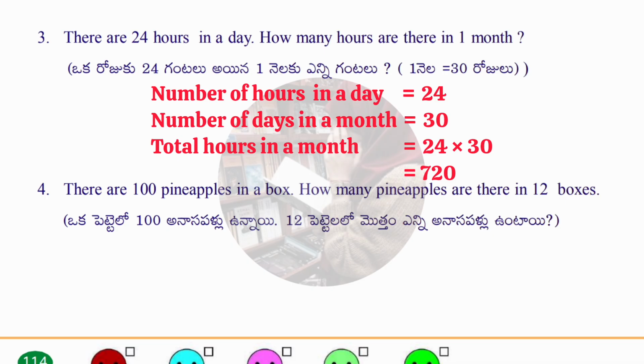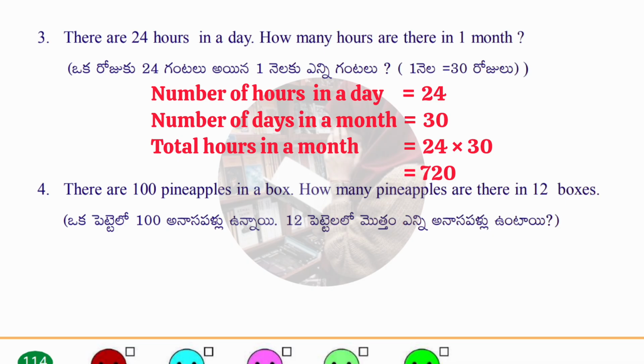So let's see the answer. Number of hours in a day is 24. Number of days in a month is 30. So total hours in 1 month is 24 multiplied by 30. Do the multiplication. Keep the 0 aside. 4 3s 12, write down 2, 1 carry forward. 3 2s 6, 6 plus 1 is 7. 72 you will get, and please add that 0, write down that 0 also. You will get the total of 720. So 720 hours are there in 1 month.